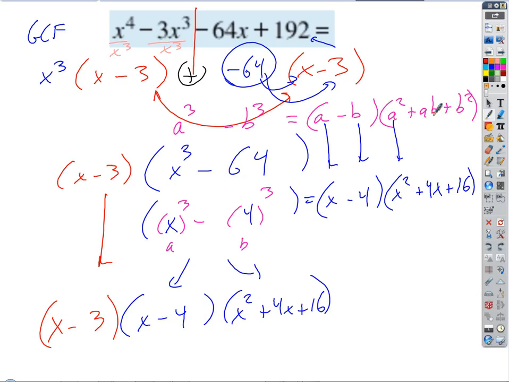Make sense? Okay, go down and grab a Chromebook. See if you can do at least one of these problems. It's on your homework, so you're actually doing your homework.